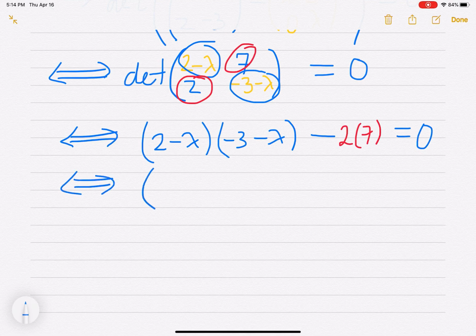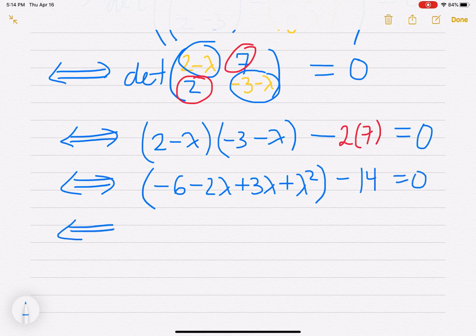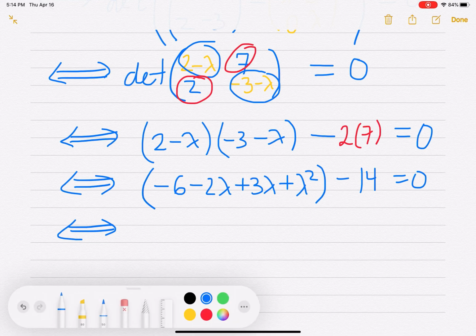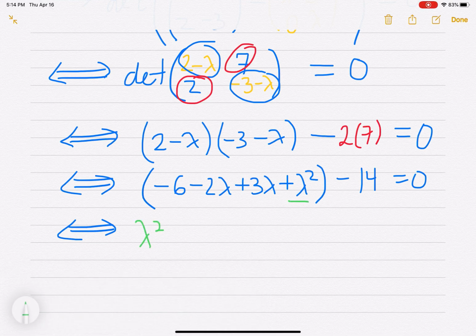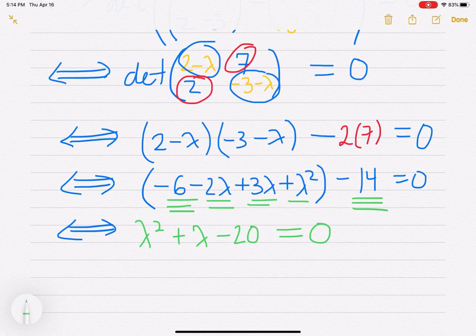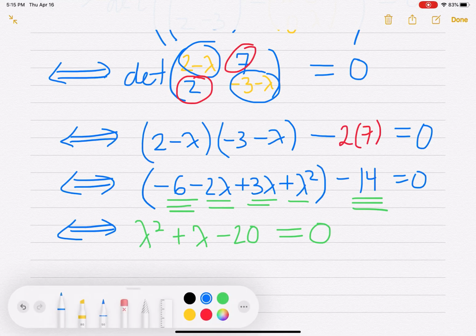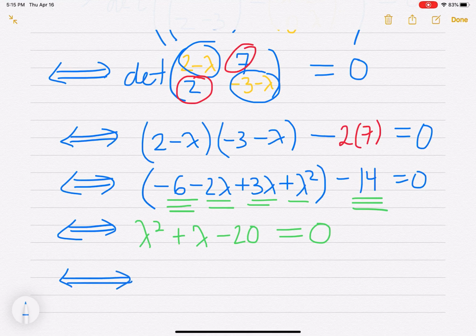Let's FOIL this out. We're going to have what? Negative 6 minus 2 lambda plus 3 lambda plus lambda squared. And then minus 14. That's equal to 0. So we clean this up, right? We put the lambda squared first. We combine the lambda terms. We're going to get, what, plus lambda. Then we combine the constants. Negative 6 and negative 14 is what? Negative 20. That's all equal to 0. And from here, you can just solve that equation. This was the determinant of A minus lambda I.